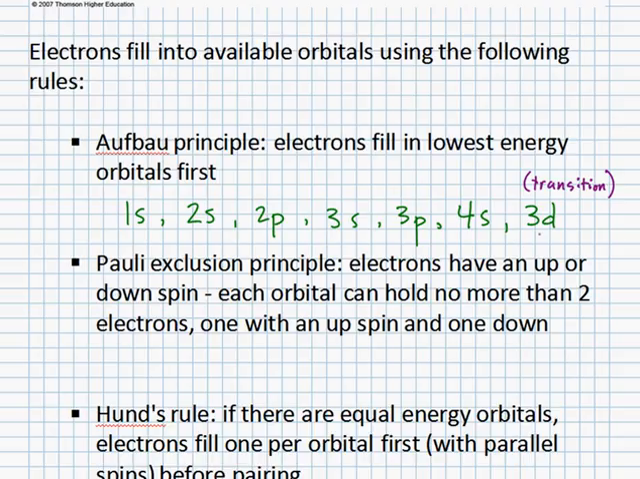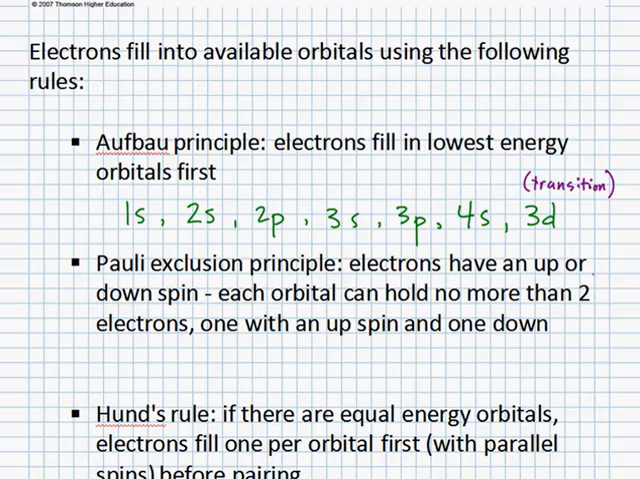The Pauli exclusion principle is that electrons will have an up or a down spin. Okay? And spin is another sort of weird quantum mechanical thing. One way to visualize it would be thinking of electrons that are spinning around like a top.